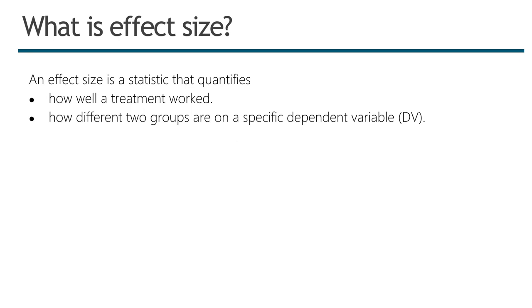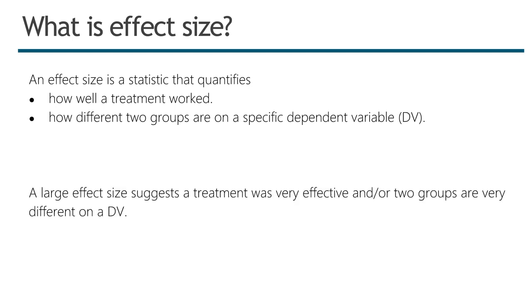There are many different types of effect sizes in statistics. This video is focusing specifically on an effect size used to compare two means. In this context, an effect size is a statistic that quantifies how well a treatment worked or how different two groups are on a specific dependent variable.